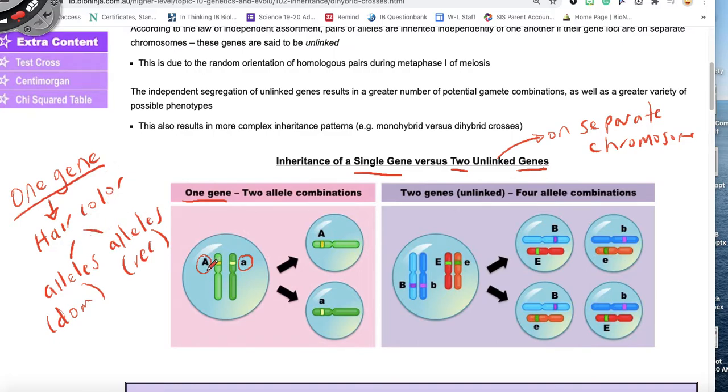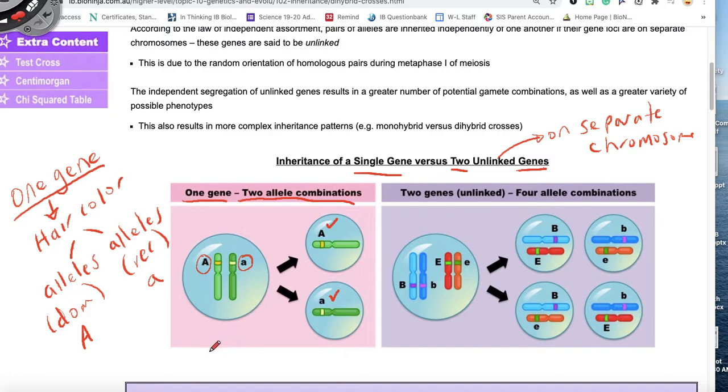So anytime we have a dominant allele, we note that with a capital uppercase letter. And when we have a recessive allele, we note that with a lowercase letter. Okay, so then that means that when these chromosomes undergo independent assortment and they form different gametes, these gametes are going to end up with potentially 2 allele combinations, right? You can end up with this combination or this combination.